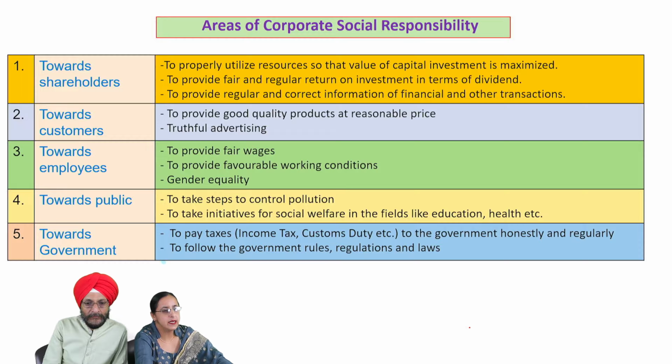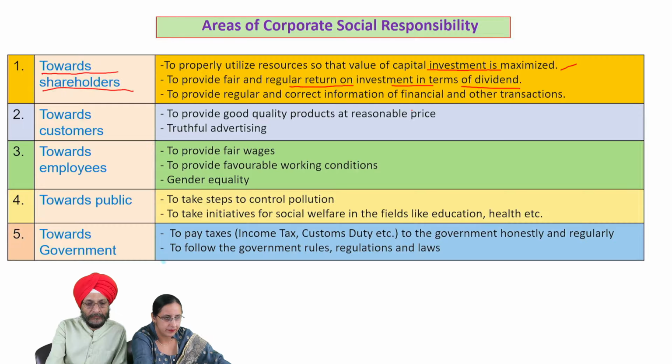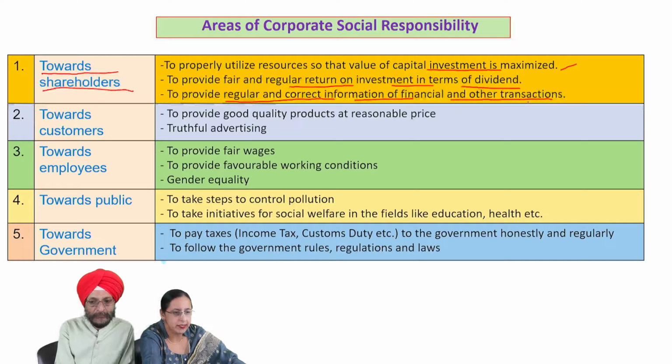Now, we will discuss the different areas of corporate social responsibility. Number one, corporate social responsibility towards shareholders. The organization has to properly utilize resources so that value of capital investment is maximized. It has the responsibility to provide fair and regular return on investment in terms of dividend. The organization has the responsibility to provide regular and correct information of financial and other transactions to the shareholders.